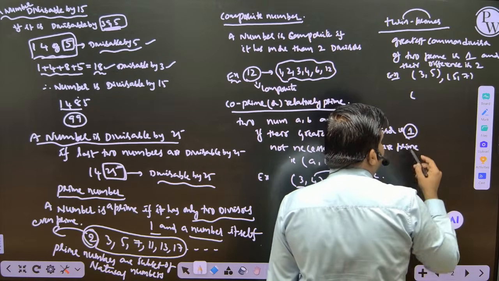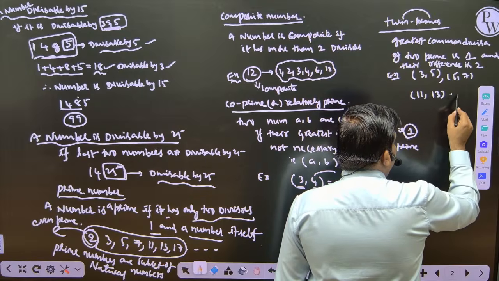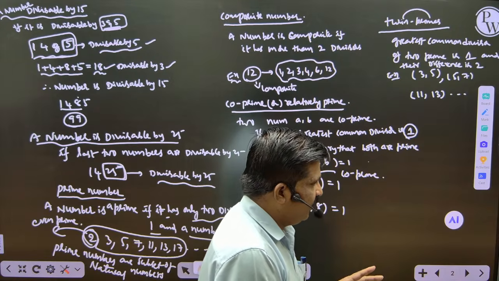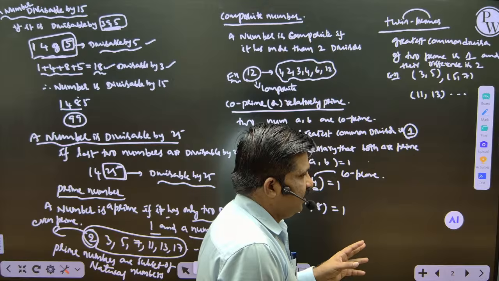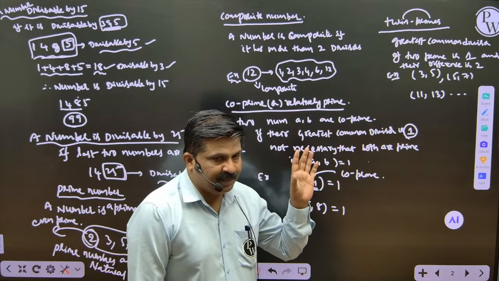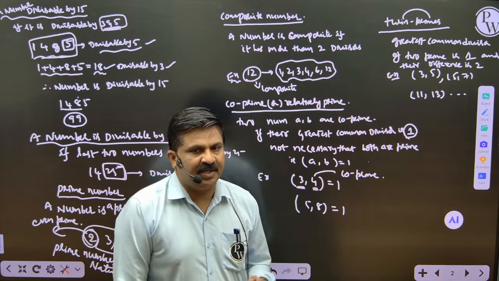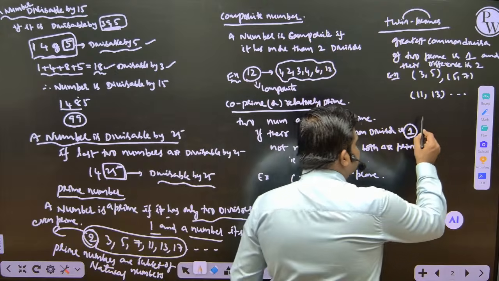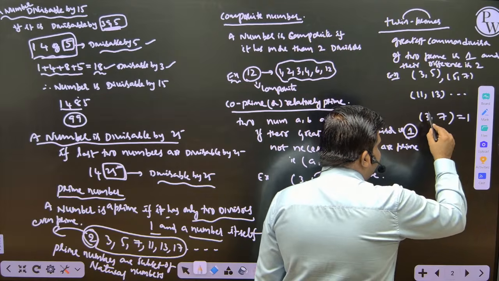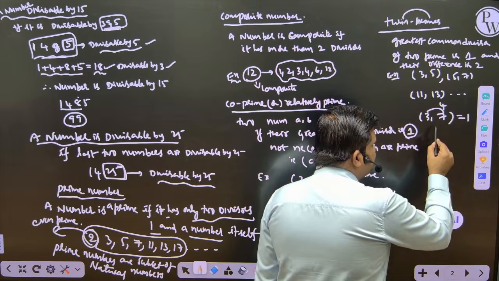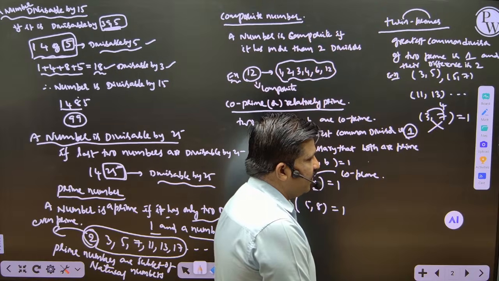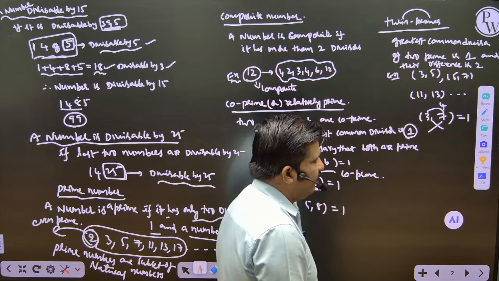So 3, 5, next 5, 7, next 11, 13. These are all twin primes. The difference should be 2. Both the numbers should be prime numbers, but the difference should be 2. If I take 3, 7, both are prime numbers and their greatest common divisor is also 1, but the difference is 4. So that's why this is not considered a twin prime. For a twin prime, the difference should be 2.